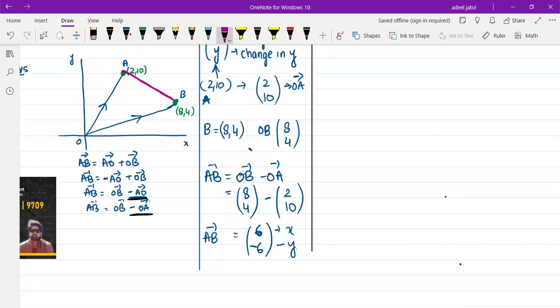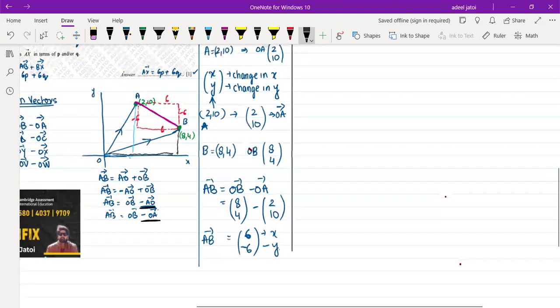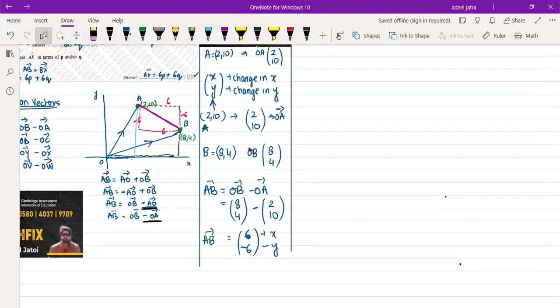But this line of AB is basically giving me what? Change in X and change in Y. Your change in Y is minus 6. Your change in X is what? 6. And this came along from where? From change of A. And this came along from where? Change of B, when we subtracted A and B with respect to OB minus OA.